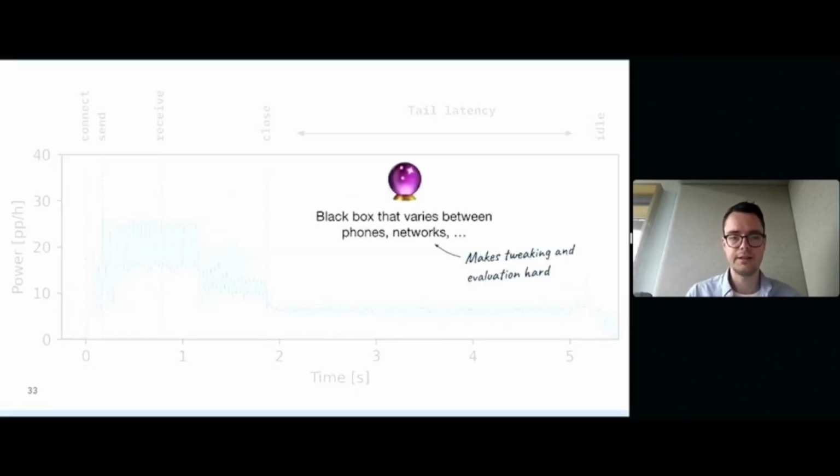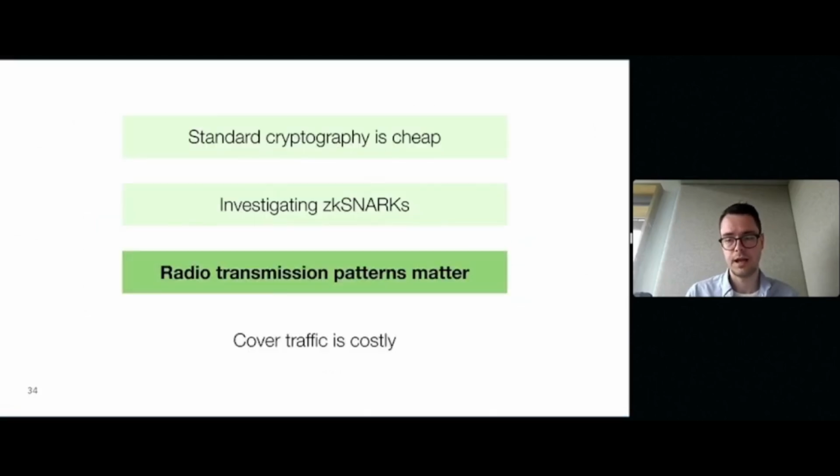What's a bit tricky is that tail latency is kind of a black box, so it varies between phones and networks, and that makes tweaking and evaluation hard in practice. So that's a very brief summary of that part. And where it becomes relevant is when we, for instance, talk about cover traffic.